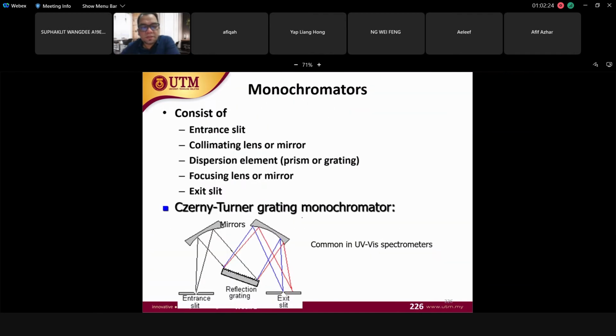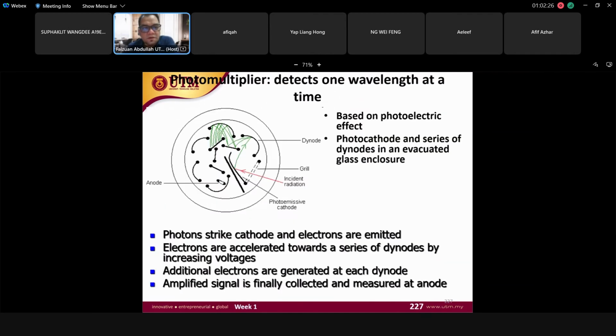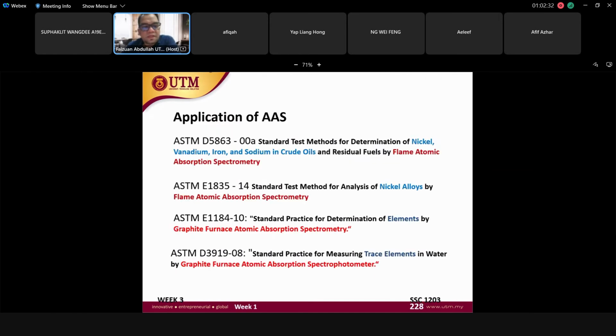So the monochromator and also the photomultiplier concept are similar with the UV, right? And the standard methods, all right? Have you learned about the standard methods with Dr. Aida previously? Okay, let me repeat a little bit.